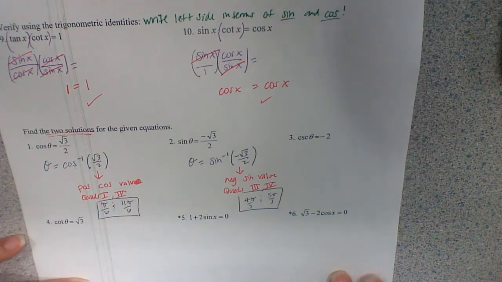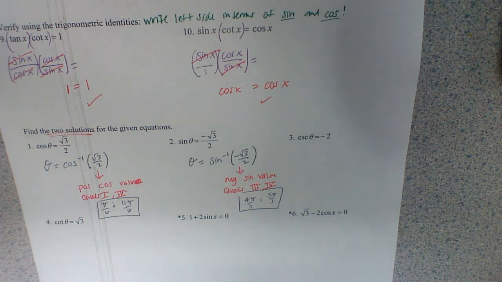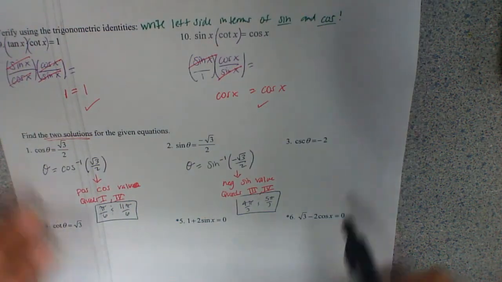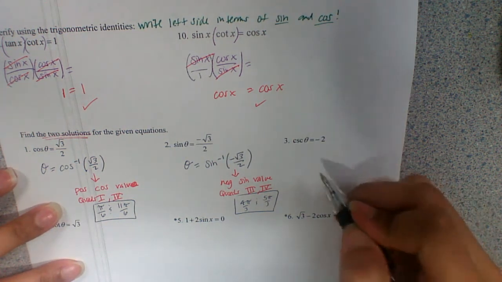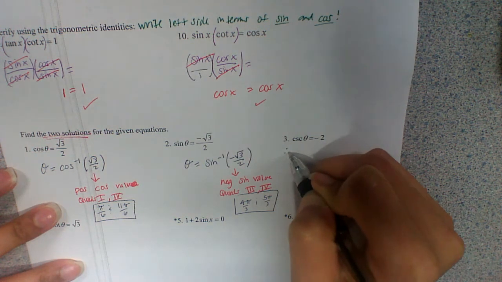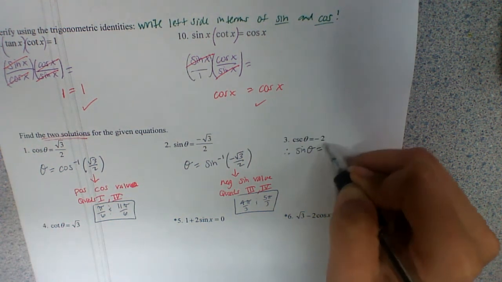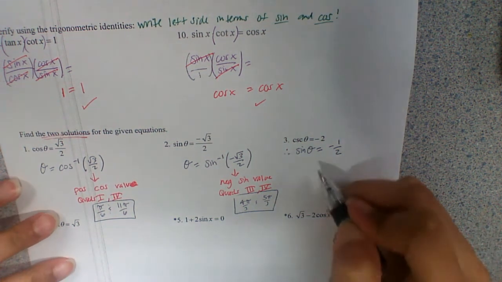Number 3, it's asking about cosecant. Now, here's the thing. Whenever you're dealing with cosecant, secant, or cotangent, always try to refer those things back to sine and cosine, because again, everything is simpler when you refer it back to sine and cosine. So I'm going to actually rewrite this. Cosecant I know is a reciprocal of sine. So really what I'm being told is that sine of theta is the reciprocal of that, so negative a half. Now all of a sudden it's a lot easier to work with.